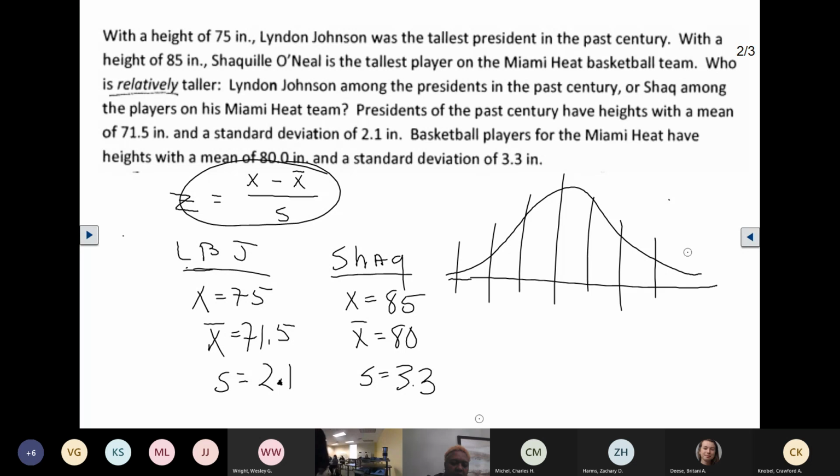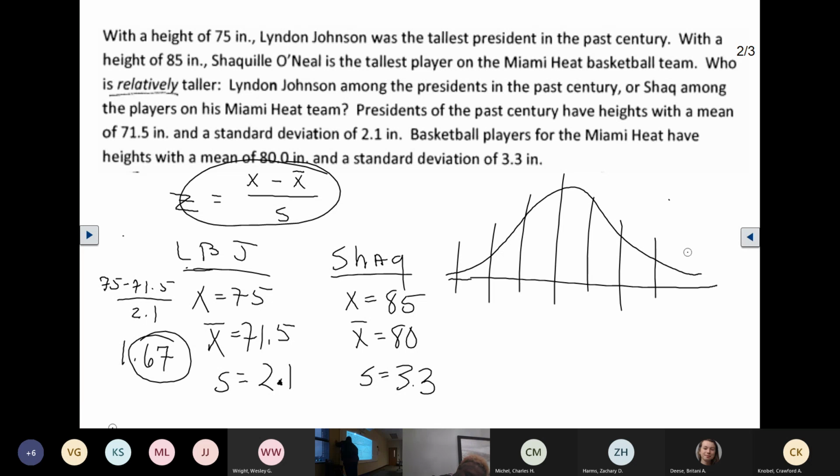So if this pen will let me write this over in the margin, I think very difficult. So I'll be off the margin. 75 minus 71.5 divided by 2.1. Can somebody give me that Z-score? I'm sorry, what? 1.67. So that, well, y'all see it. That is the Z-score for LBJ.